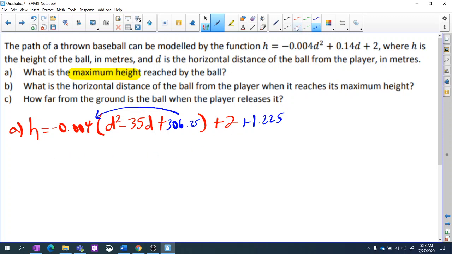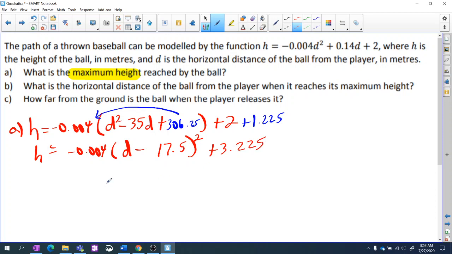And now write out our vertex form. So height equals, square root of the first, sign of the middle, square root of this one. So it opens down, which will give us a maximum. That's good. So my vertex is at 17 and a half, comma 3.225. Interpret your vertex, and what do these two numbers mean?